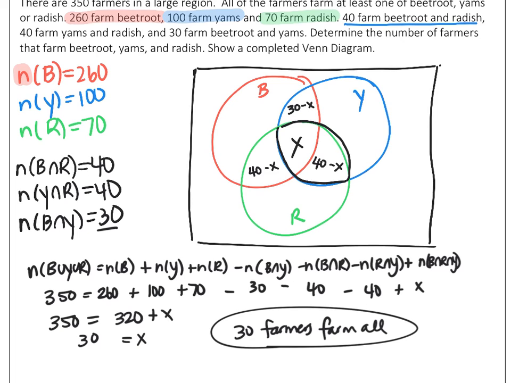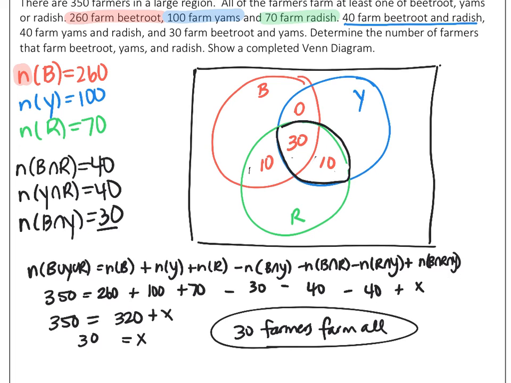Okay, this did want a completed Venn diagram, so I technically should go back and put all of my numbers into the Venn diagram. So we can kind of just work backwards. So if I know that in the middle between all of them is 30, and I know that the beetroot and radish folks, there's 40 of them, so that means there's 10 here. The yam and radish, there's 40, so that means there's 10. The beetroot and yam, there's 30, so that means there's none here.